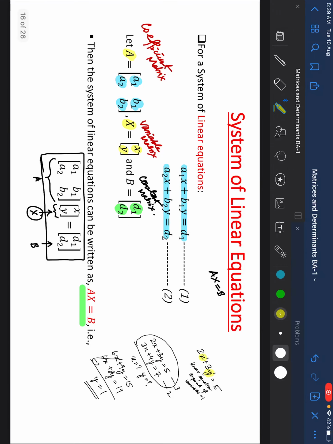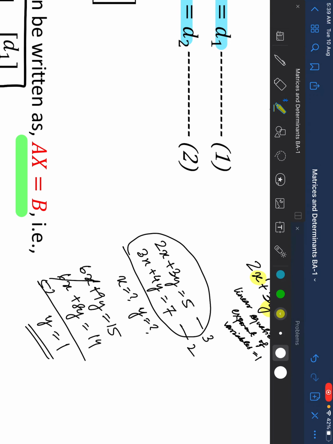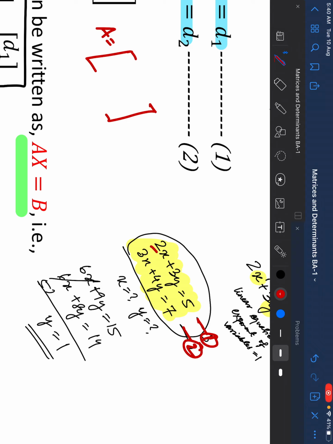I will show you one example. Suppose we are dealing with 2x plus 3y is equal to 5, and 3x plus 4y is equal to 7. These two equations we are dealing with. If I have to write it in matrix form, what are the coefficients of x and y? This is my first equation, and this is my second equation. From these, the coefficient matrix A will be 2, 3, 3, 4. This is my coefficient matrix.